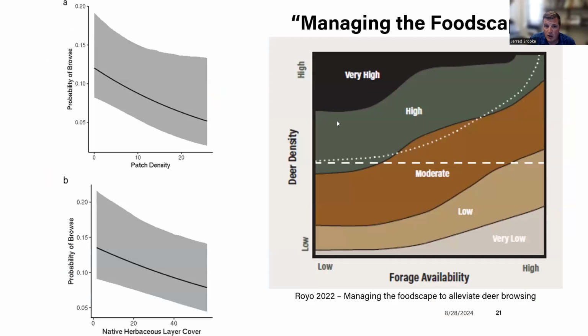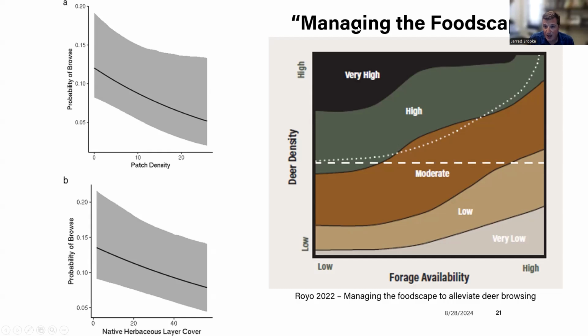And to show you some results from that research, on the left here, this is the probability that a woody species will be browsed based on the density of food patches in the landscape. So the more food patches you had, the more vegetation types in the landscape that could provide food for deer, the lower the probability that a species would be browsed. The same thing for the native herbaceous layer. The higher the percentage of the native herbaceous layer in a woodlot, the lower the probability of browse.